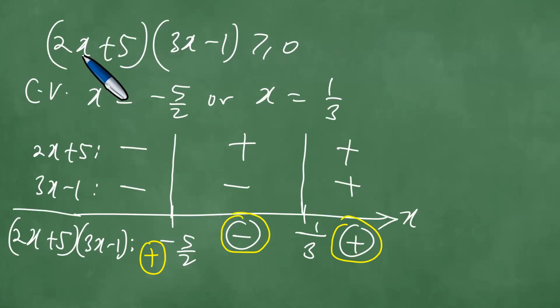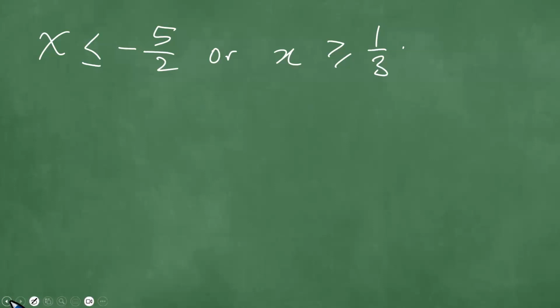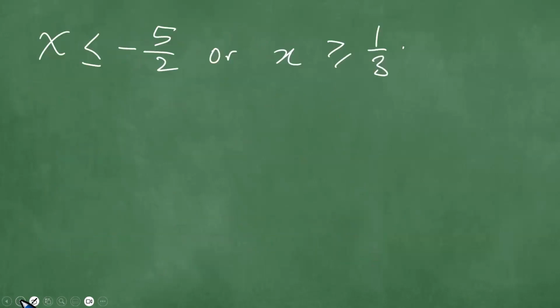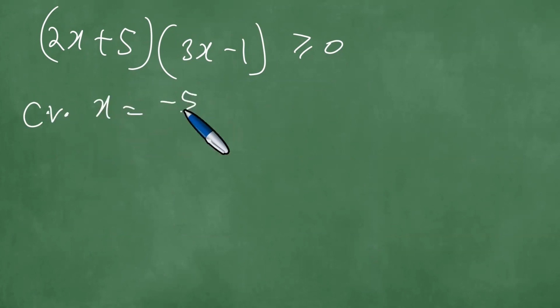Okay, we're going to discuss that because if you have 2x plus 5 into 3x minus 1 is greater or equal to 0, you obtain the critical values. What are the critical values? This one, or x is 1/3, like this.